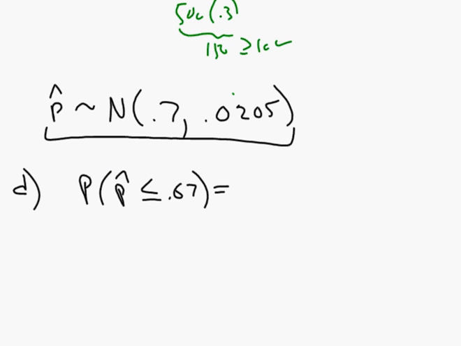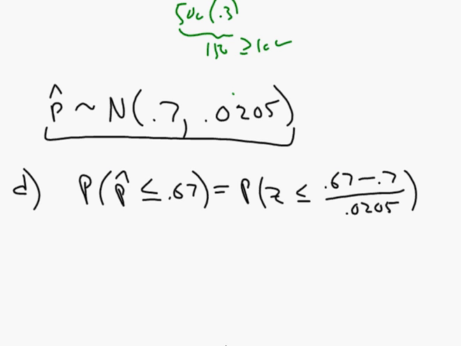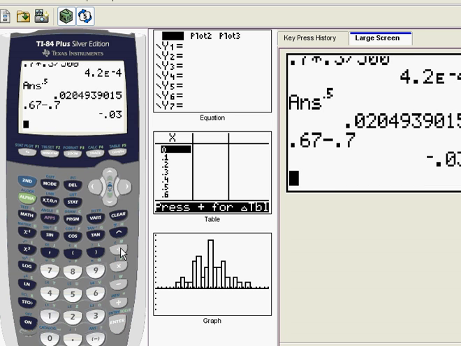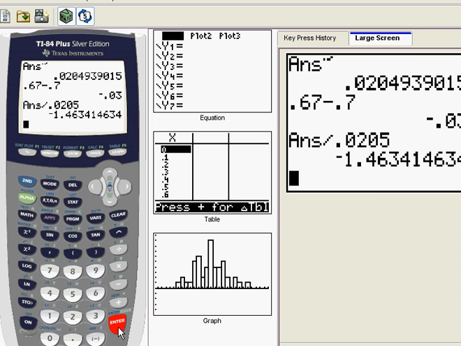So this tells us it's the probability that z is less than or equal to 0.67 minus 0.7 over 0.0205. Okay, and we can convert that z-score into a number. It's going to be the probability that z is less than or equal to, go to our calculator here, 0.67 minus 0.7, that's negative 0.03, divided by 0.0205, and we get negative 1.46.